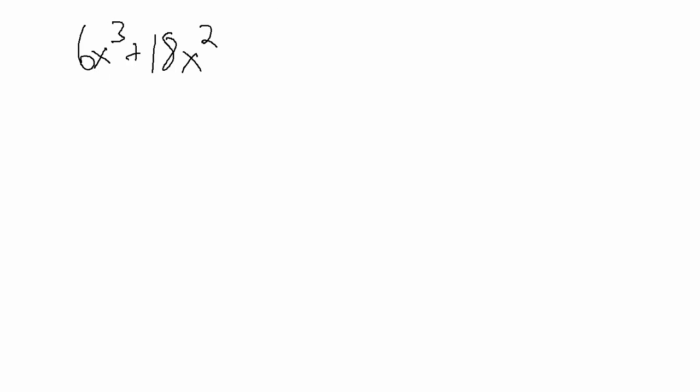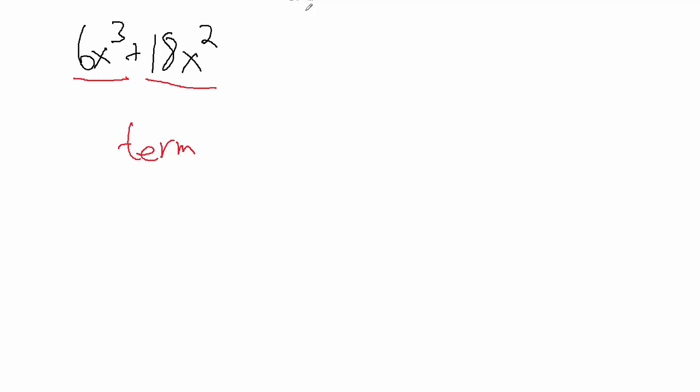So each of these things here is called a term. 6x cubed is one term, 18x squared is another term, so that's a term. And one or more terms added or subtracted like that make up an algebraic expression.